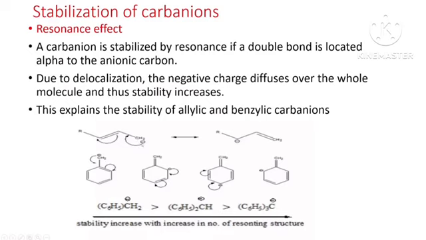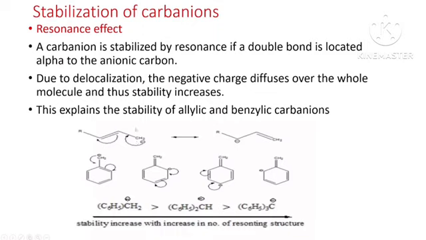The carbon bearing the negative charge must be attached to what? A double bond that is located at the alpha position to that anionic carbon, right? This is the anionic carbon, and alpha position is the carbon that is directly bonded, or directly adjacent, to the carbon bearing the negative charge.